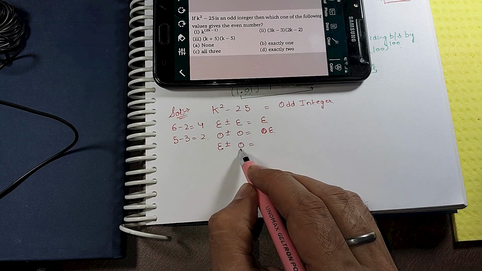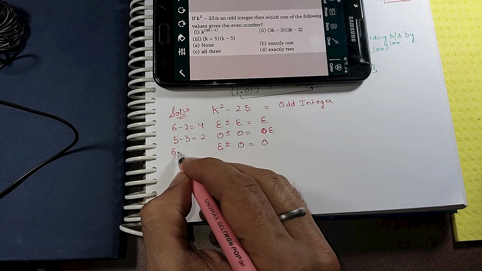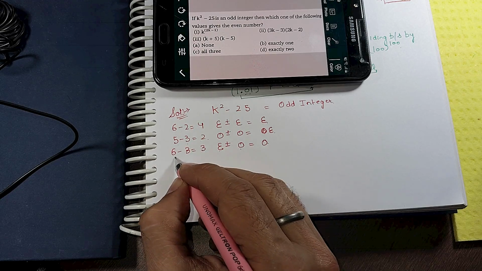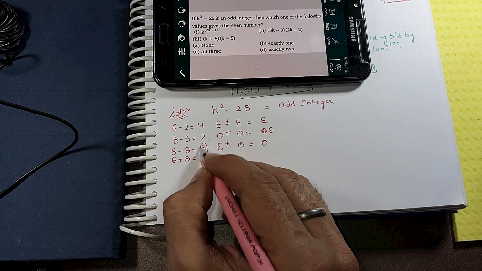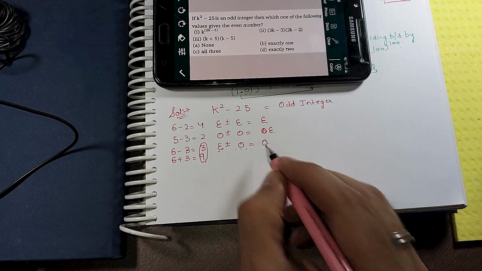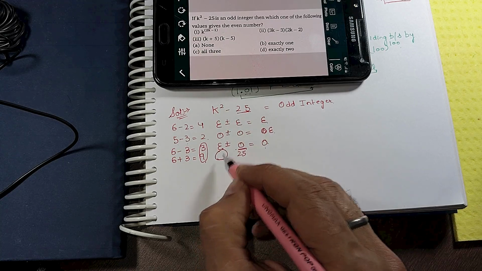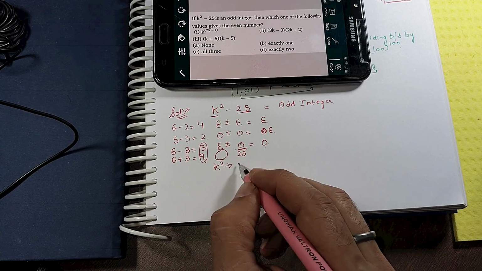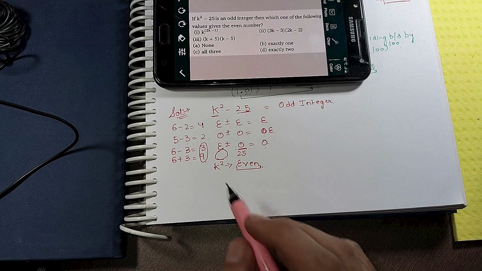So even plus minus odd is equal to odd. We can have an example, 6 minus 3. So that is equal to 3, or 6 plus 3 is equal to 9. So these are odd. So even plus minus odd is odd. Now this is odd, 25. So what do we infer about k square? So we infer about k square is that k square has to be even, right? Now what would be the nature of k if k square is even?